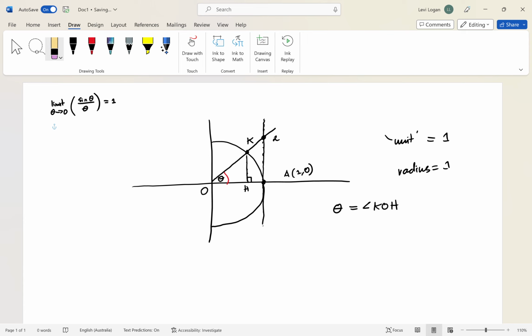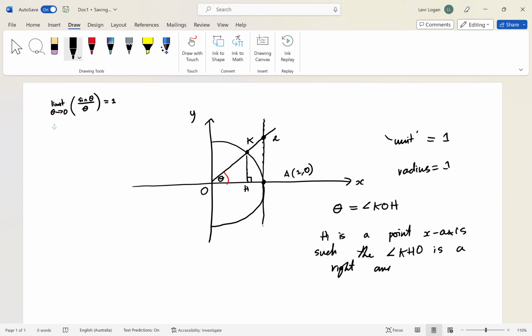H is a point on the x-axis. This is our x-axis and our y-axis. H is a point on the x-axis such that the angle KHO is a right angle. Okay, so what does that mean?